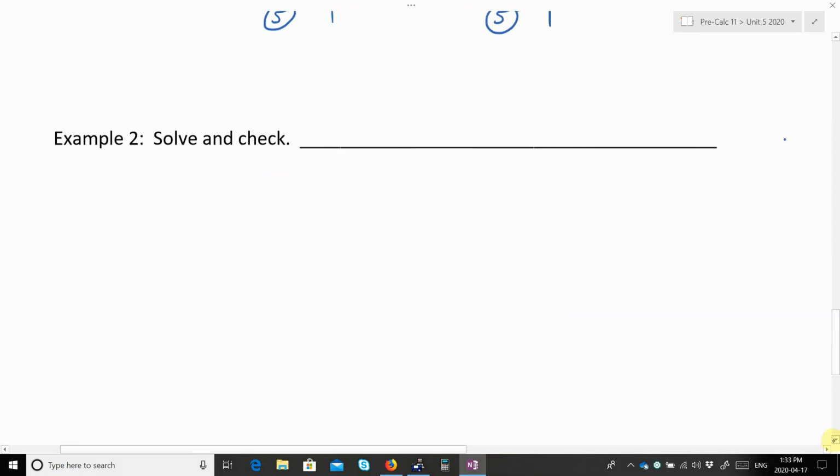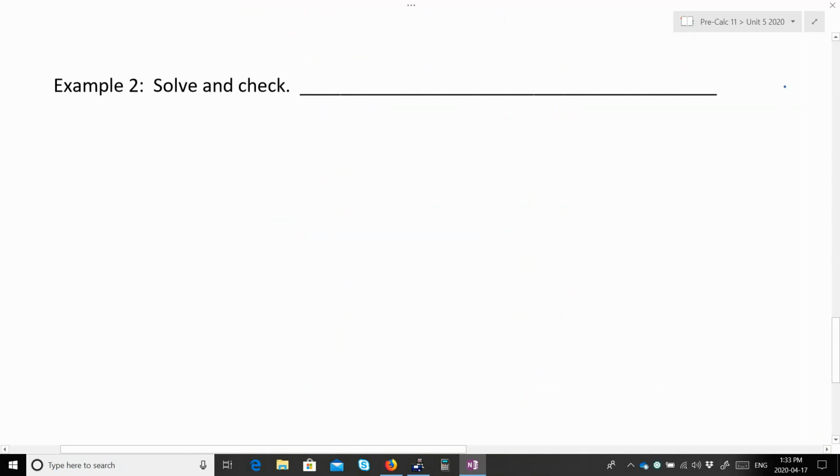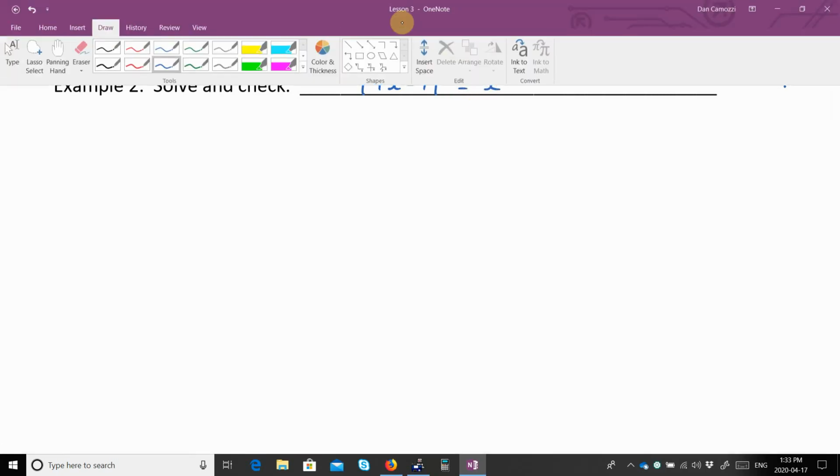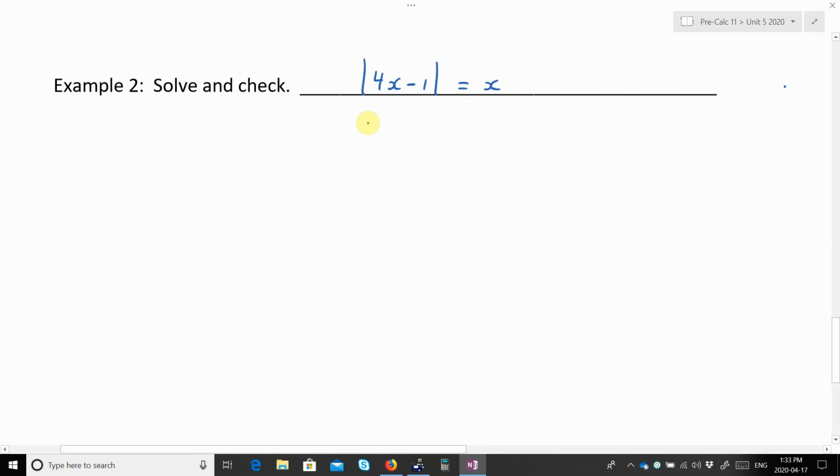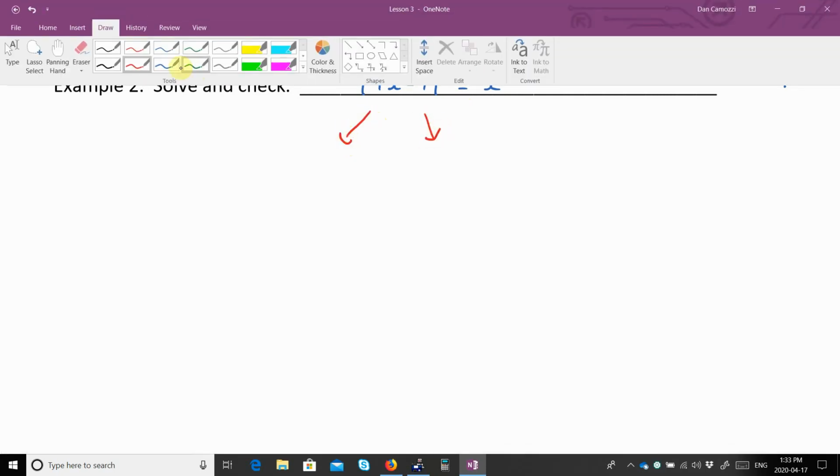Okay, let's try example 2. Solve and check. How about the absolute value of 4x minus 1 equals x? And we're going to use the same principle as before. Two equations come out, right?